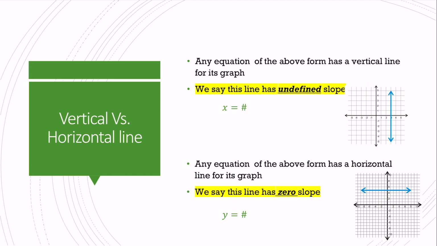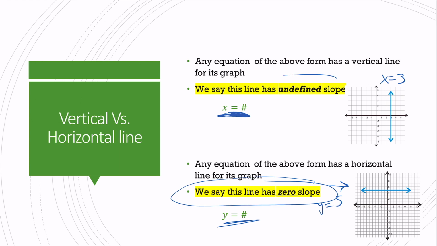Friendly reminder, because this is a sticking point I want us to remember, that any equation that looks like x equal to some number, right? It's going to look like a vertical line, and it's going to have undefined slope. This is the line when x is 3. Any horizontal line is going to have an equation of y equals some number. In this case, the line is y equals 5. And this is going to have 0 slope. So vertical lines have undefined slope, and horizontal lines have 0 slope.